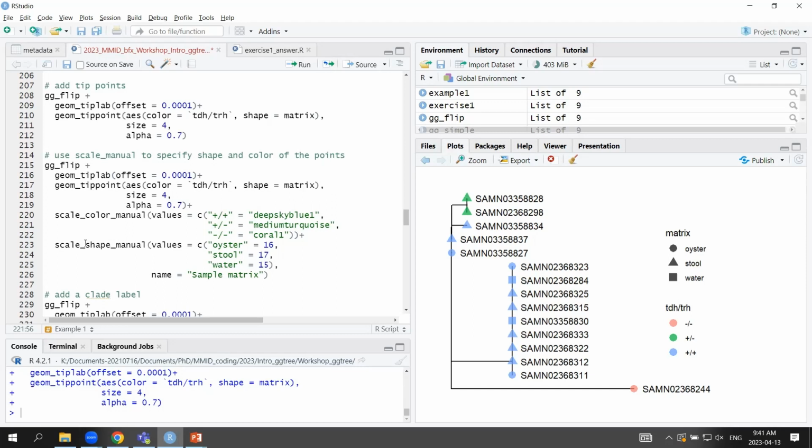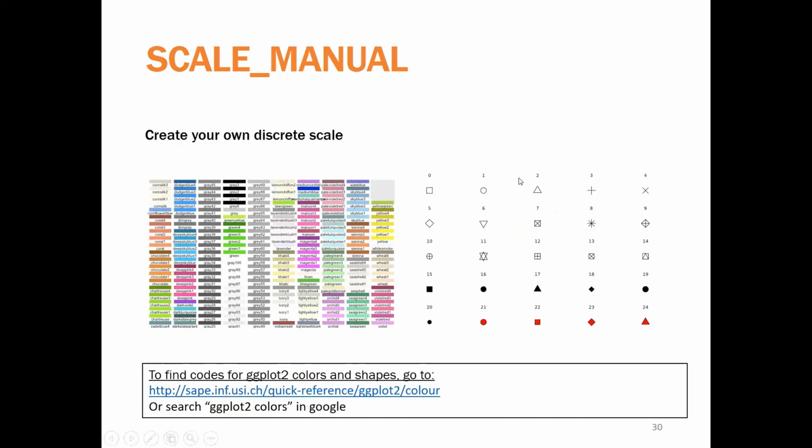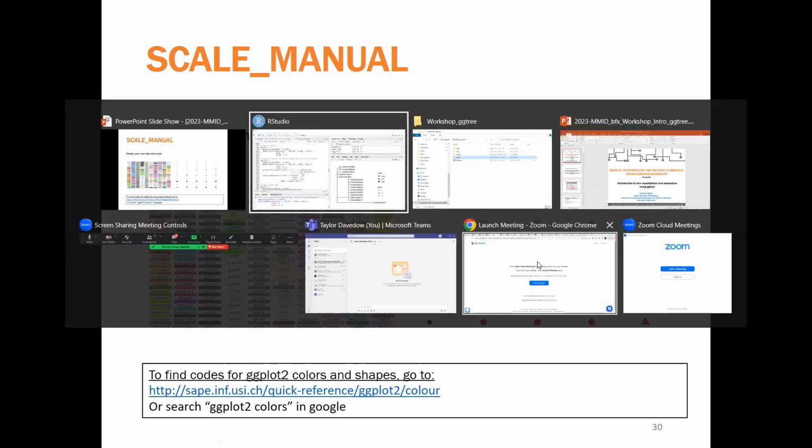And then there's also scale shape manual. So these values were pretty much the same, but they have numbers such as 16, 17, 15. And if we go back to here, you can look up these codes as well. These ones are filled in. You can also have ones that are just outlines or other different shapes. So that's what the numbers orient to. Okay.